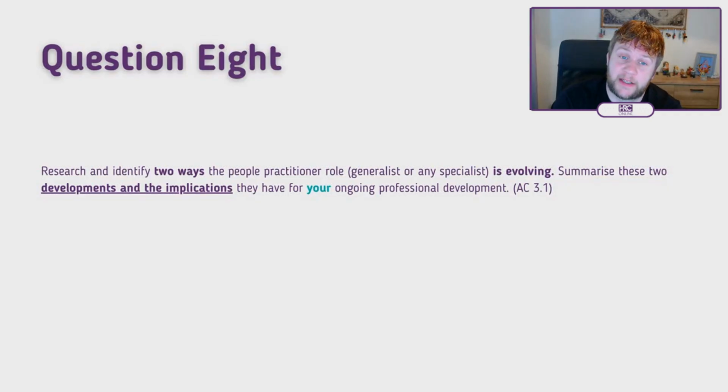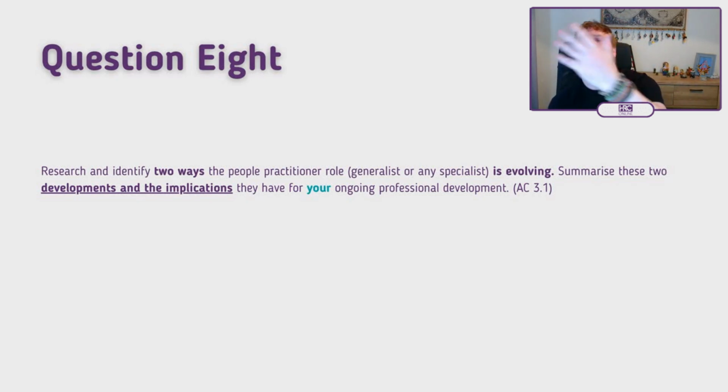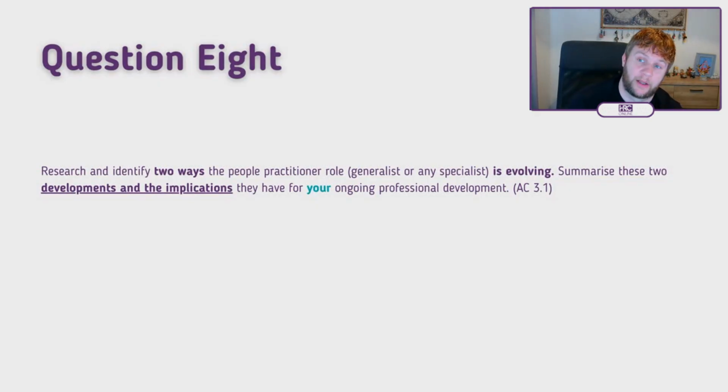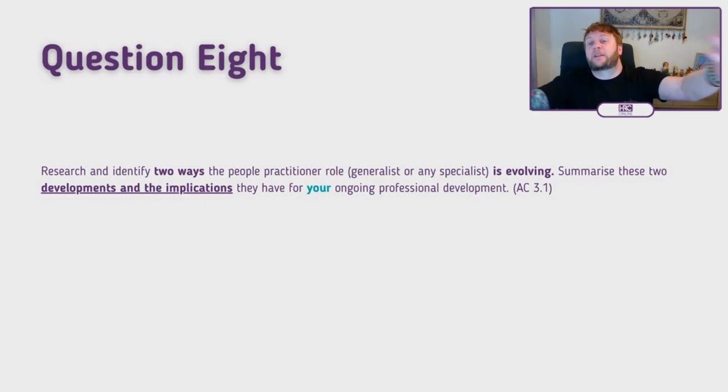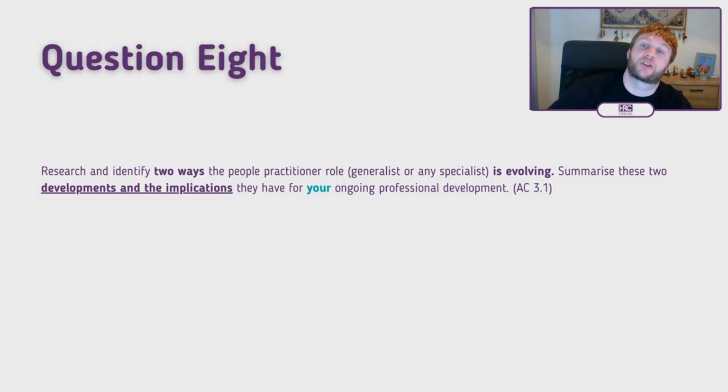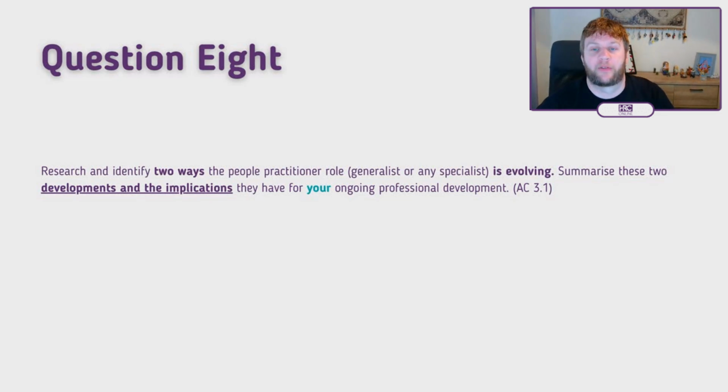This you do need references and citations. If you think something's going to have an impact on your professional development going forward, prove it. Prove it with an article, prove it with a reference, prove it with some data, prove it with a case study, prove it with something. So 2 ways the people practitioner role, generalist or specialist, is evolving. Summarize these 2 developments and the implications. So if it's AI, if it's home working, if it's something that you're currently involved in, make sure that you summarize what it is and the implications and the evidence as to why you've got these implications and why it could impact your ongoing professional development.